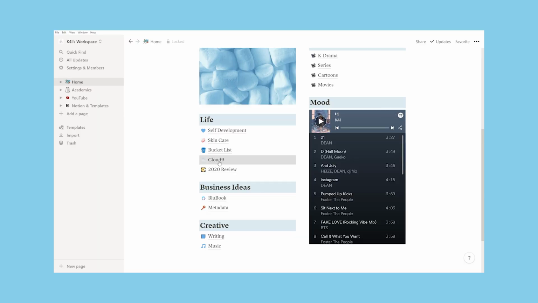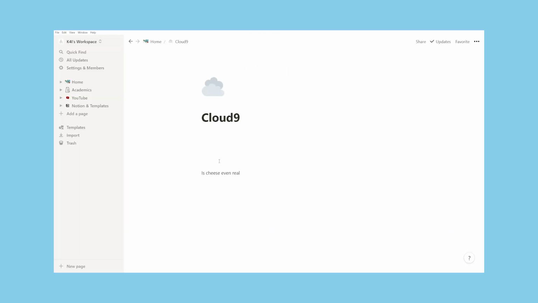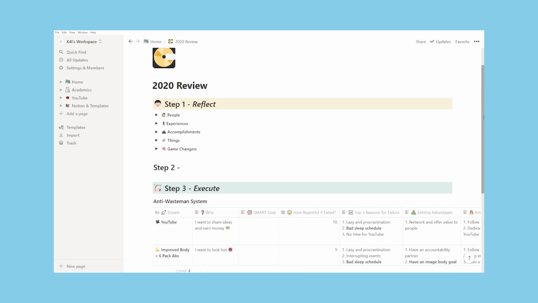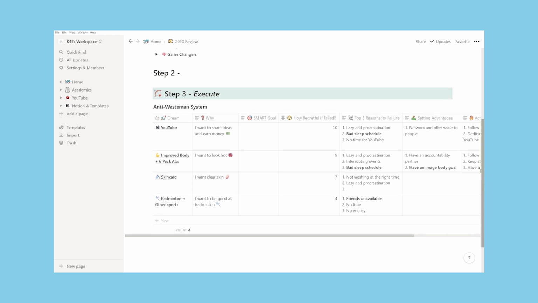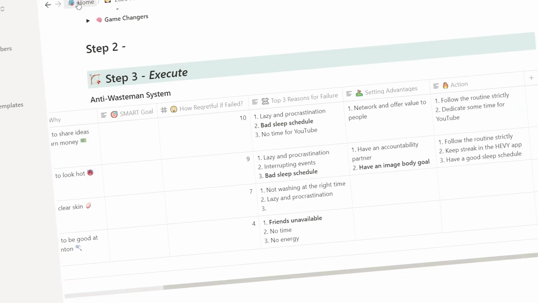Next up we have Cloud9, which is just a page where I can put random thoughts that go into my head, and I can put them in text whenever I want to remember them in the future. For 2020 review, this page is practically an overview of last year. And it's practically like the main goals I want to improve on in the new year. Hashtag when is this nightmare ending? Hashtag I hate this quarantine.